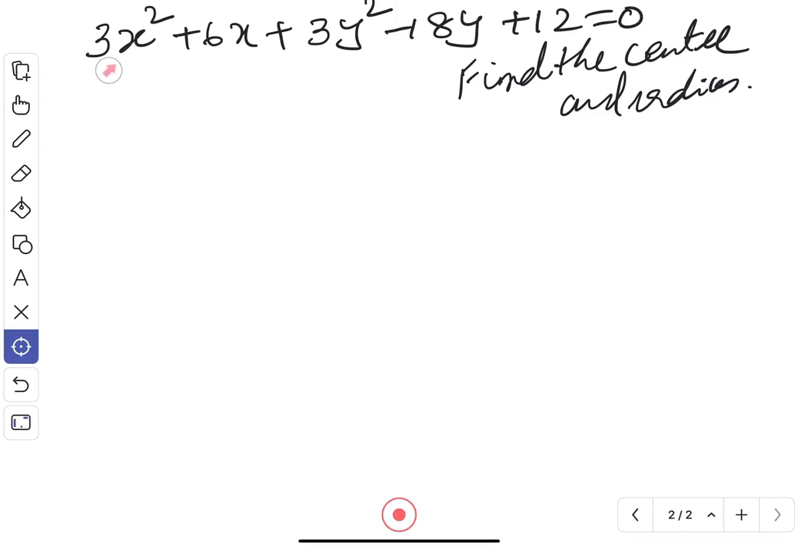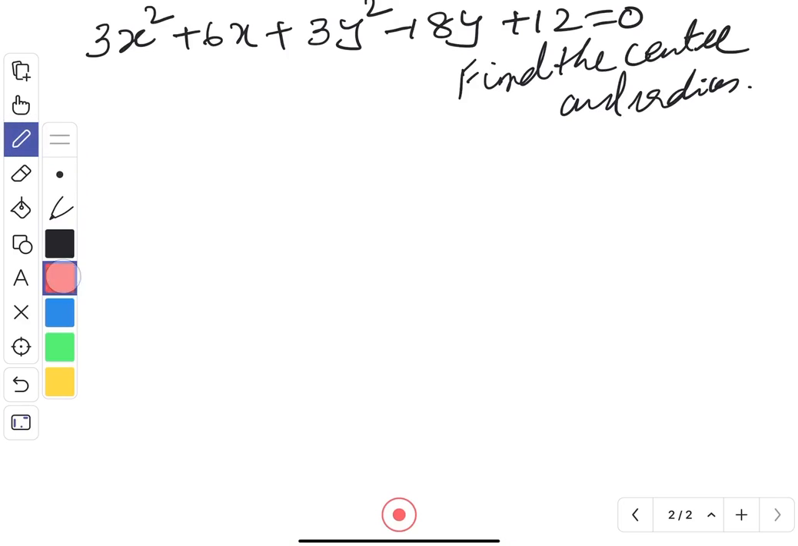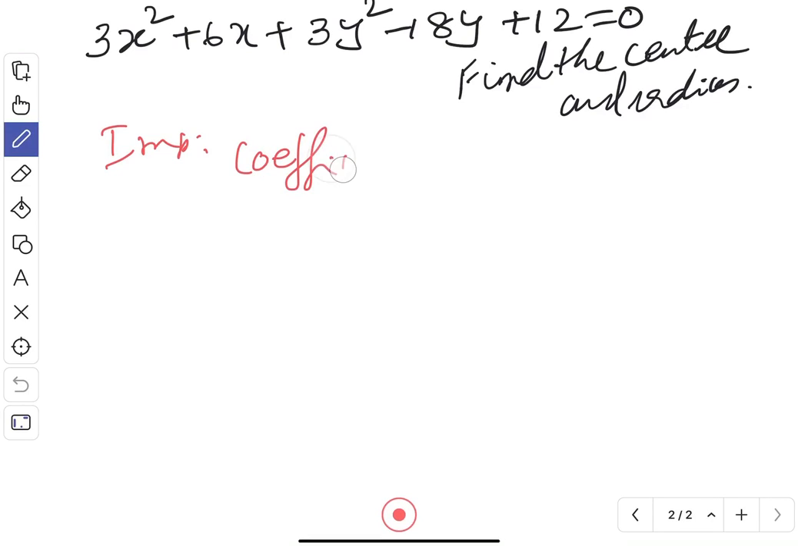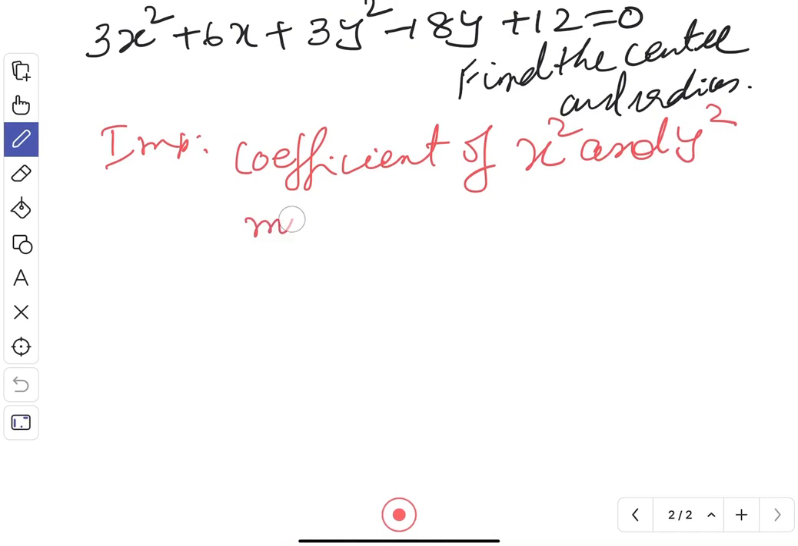So here my variable is x, so I bring together x. Bring together y and the constant. And this constant can be on either side of the equation. Now an important consideration here is the coefficient. Very important: you must note that the coefficient of x squared and y squared must be equal.